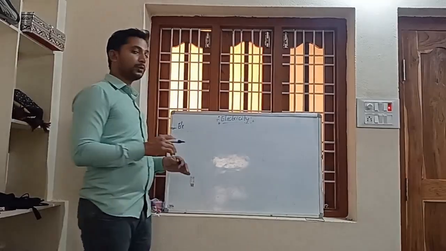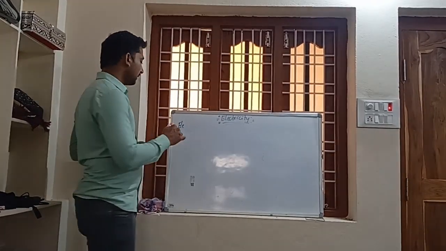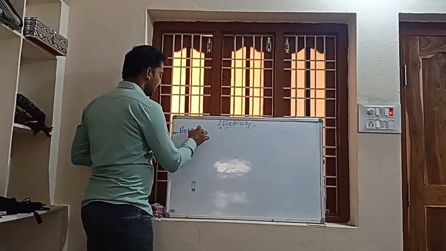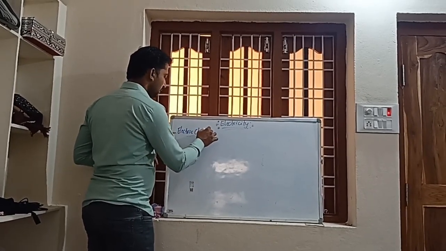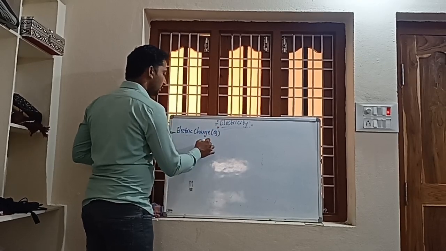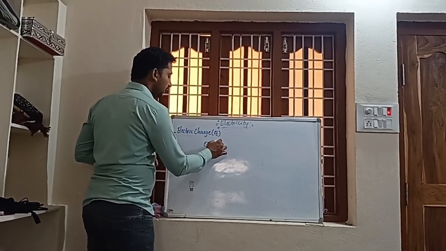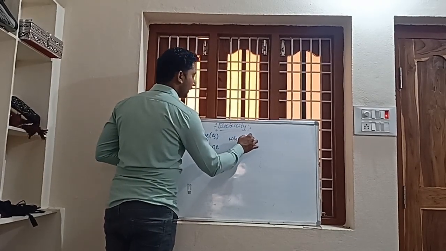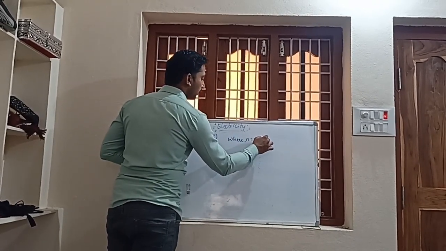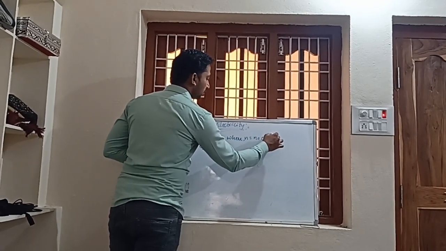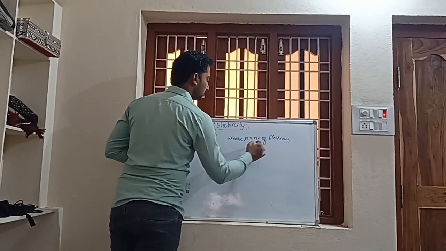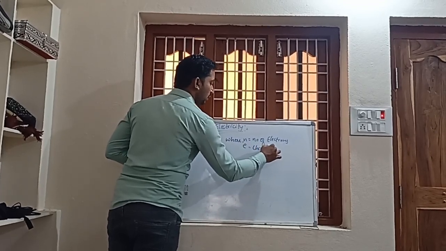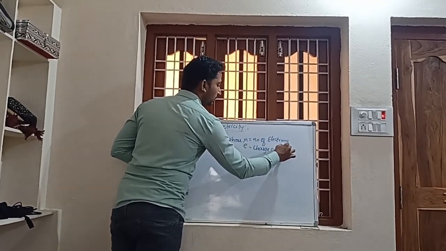Before going to electric potential or potential difference, let me explain electric charge. Electric charge is Q. We have the equation for electric charge: Q is equal to N into E, where N is the number of electrons, and E is the charge on each electron.